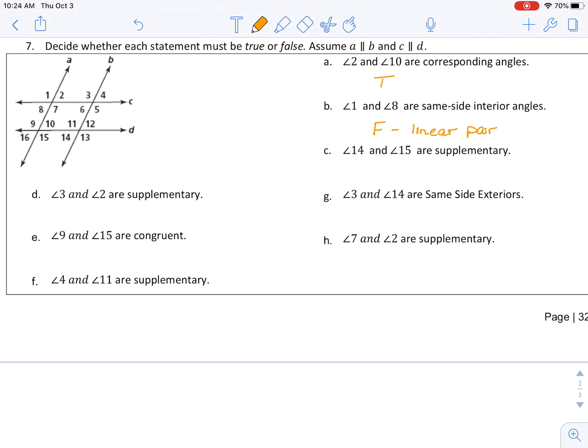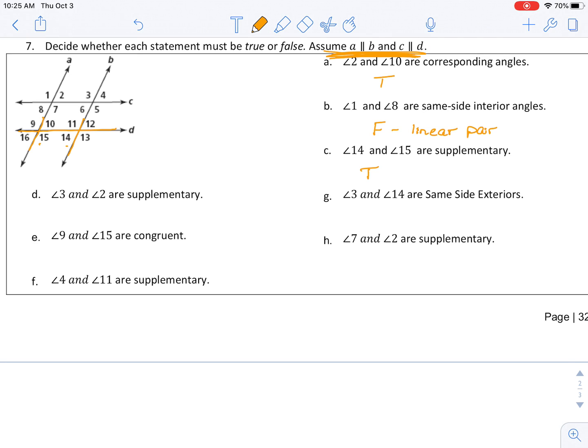14 and 15 are supplementary. Key thing here being that they originally told us lines were parallel. Technically, you don't know any of these properties apply unless that's told to you. So 14 and 15 are supplementary. Let's see if that's true. They are on the inside of those 2 parallel lines. They're on the same side as D. That's true because same side interior angles are supplementary.